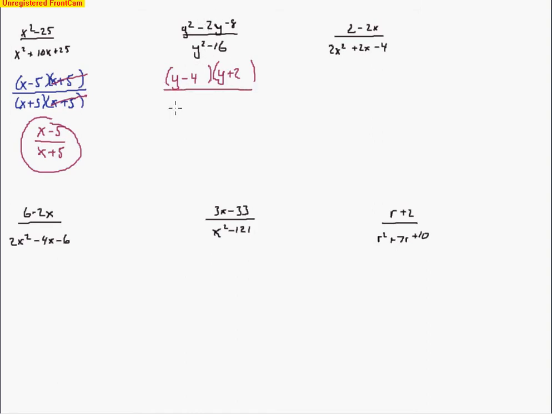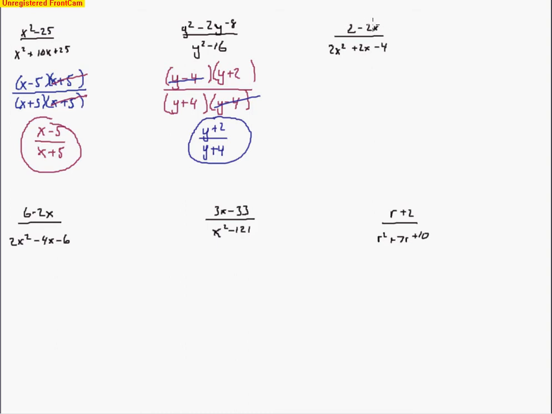On the bottom of the fraction, though, we have a difference of squares again that factors to a sum and a difference. So y plus 4 and y minus 4 are the factors. Well, we can go ahead and take out those y minus 4s. They cancel, so we're left with this y plus 2 all over this y plus 4. And there it is.